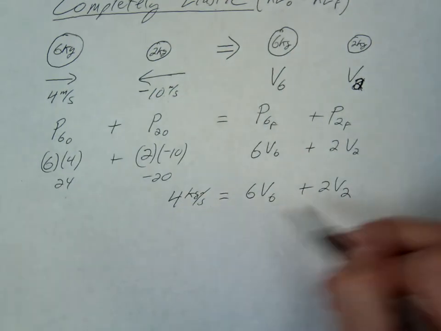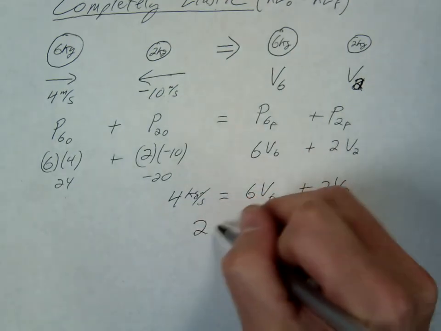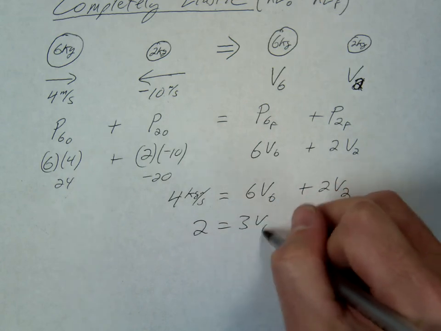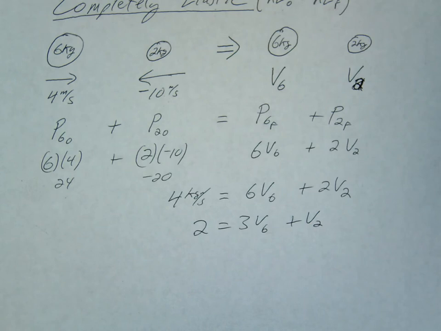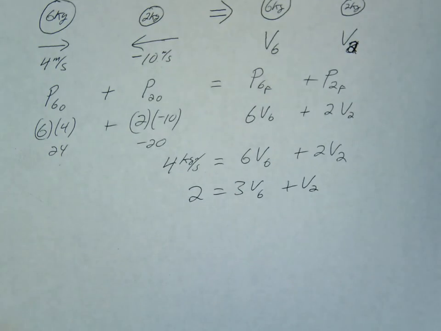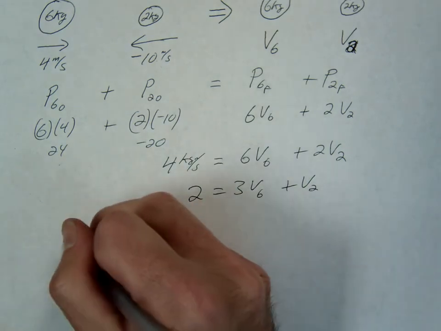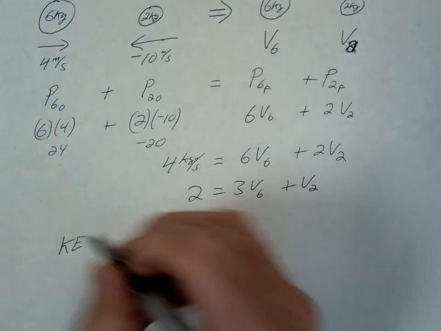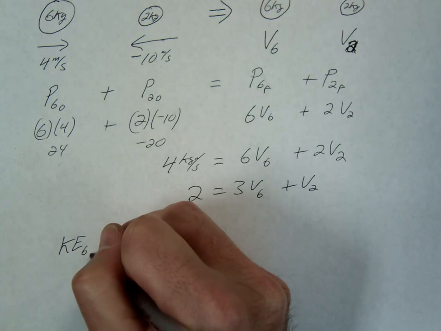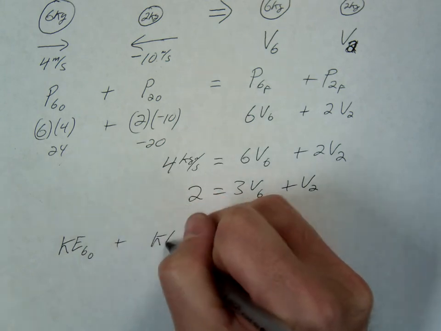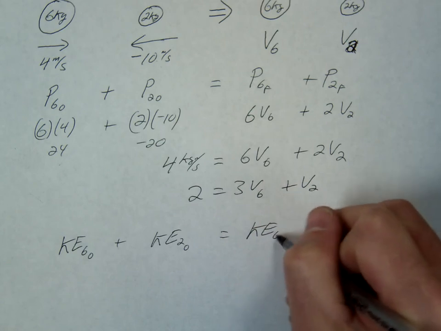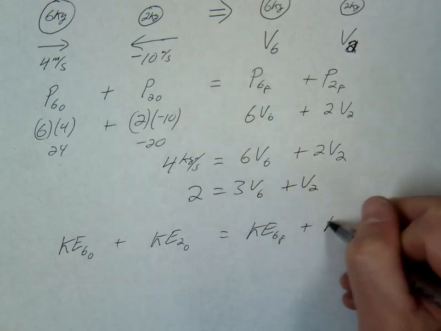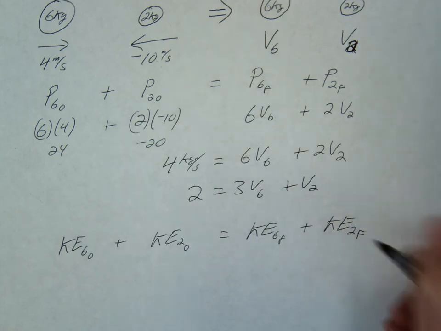So we're going to get our second equation doing that. I'm going to simplify this one first. Let's divide by 2. So you get 2 = 3v6 + v2. So that's our first equation. Our second equation, we're going to do it with kinetic energy. So kinetic of 6 plus kinetic of 2 initial should equal kinetic of 6 final plus kinetic of 2 final.